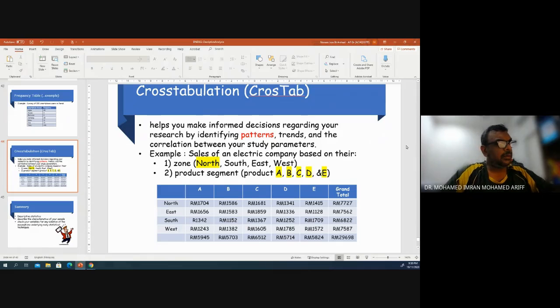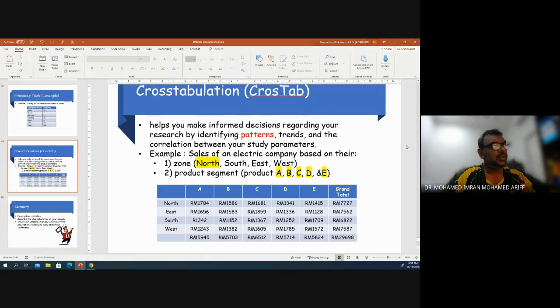The total in the South is 6,000. So the total Seng Heng sales for that year from North, East, South, West is 29,000. Okay. So how many variables do you have here? You have 2 variables here. One is the zone and one is the product.